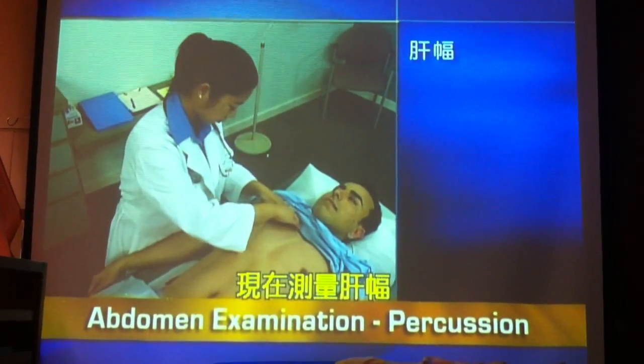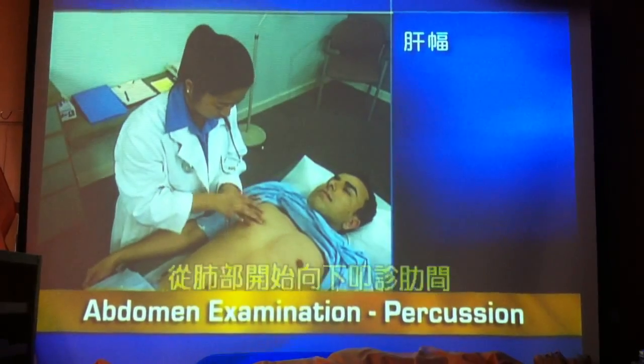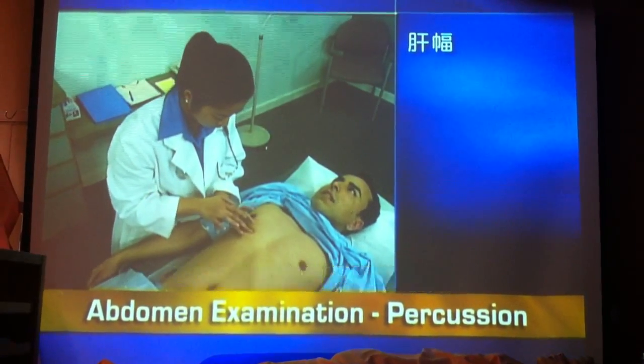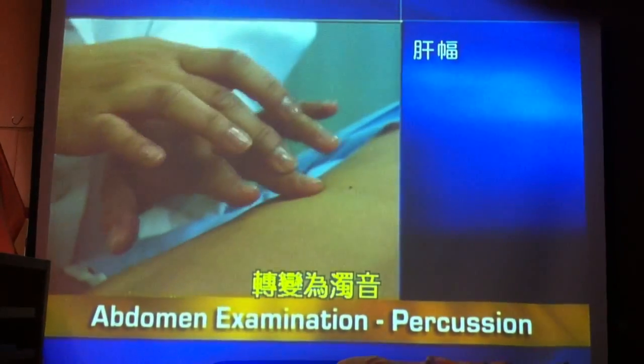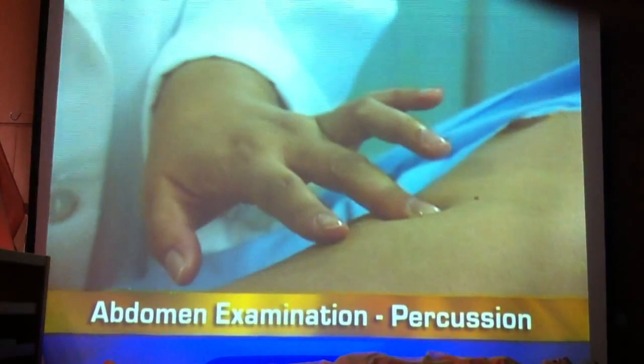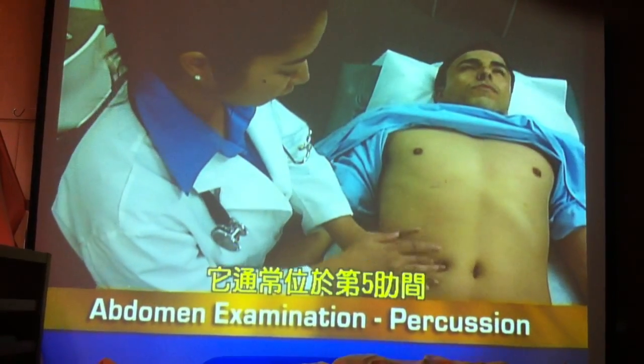Now measure the liver span through percussion down the right midclavicular line. Begin over the lungs and percuss down the intercostal spaces until the sound changes from resonance to dullness. Mark the spot, which is usually in the fifth intercostal space.